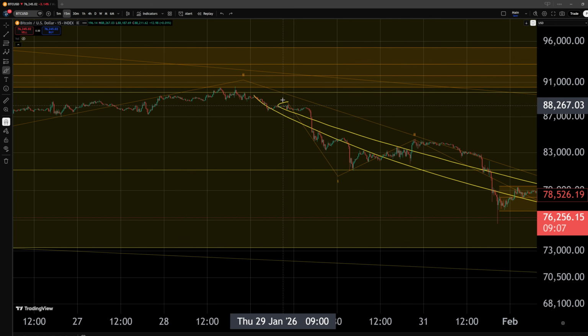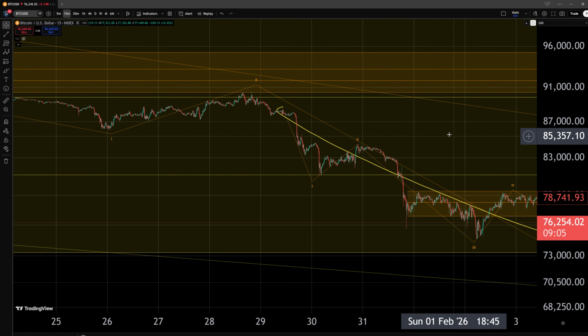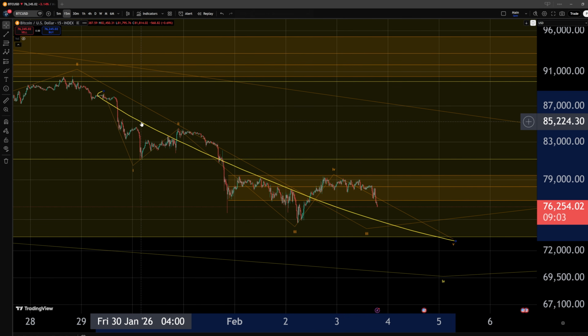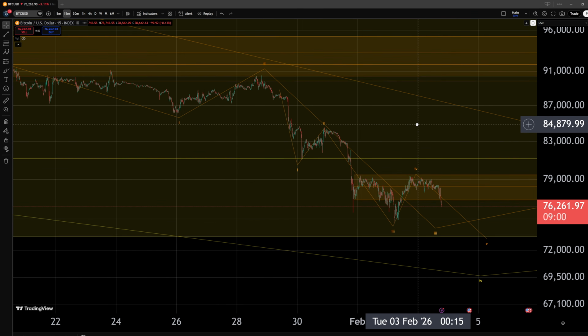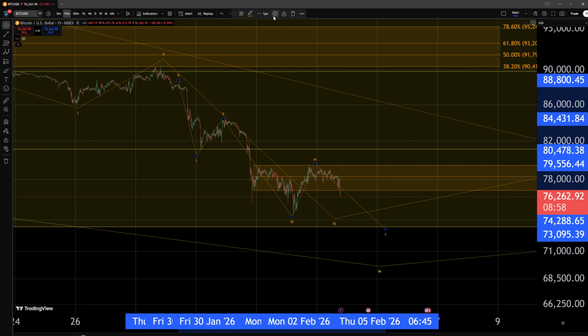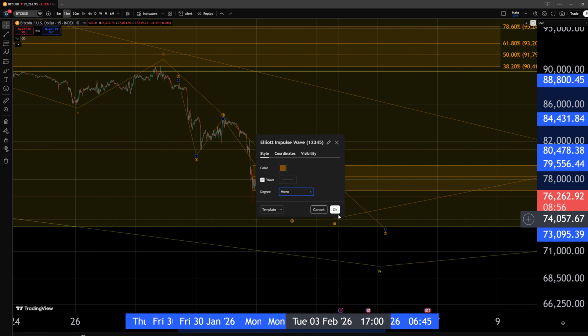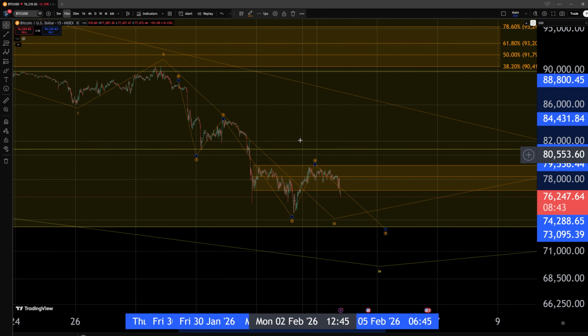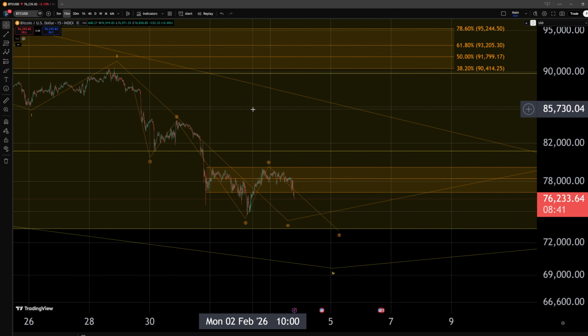Ultimately, yes, we are looking still for lower prices. If we break the relevant levels of resistance, we can start to shift our expectations to a more substantial bottom being in place. But for now, I'm focusing on this idea of continued extensions to even lower prices. And for now, these are the levels. This is the trade setup.